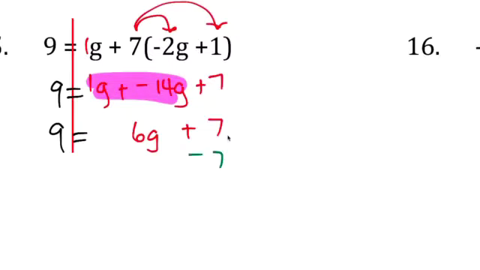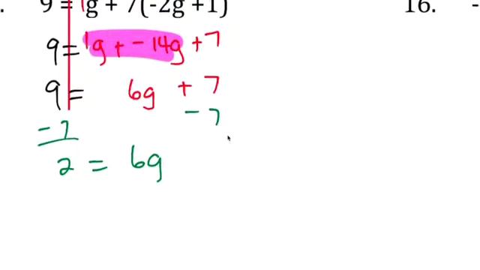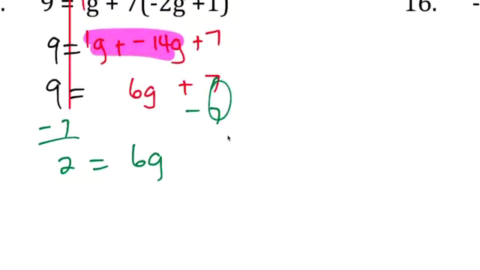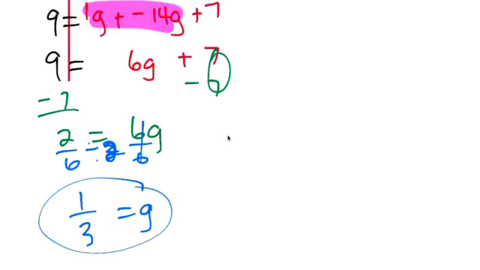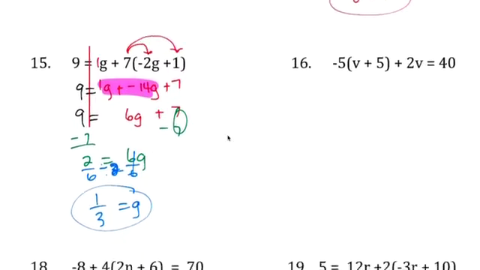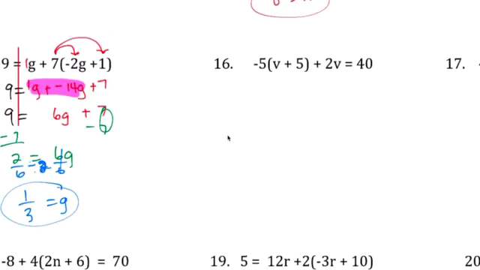Minus 7, minus 7, you get 2 there, equals 6g, right? That's 0. And then you divide by 6 on both sides. 6 does not go into 2, so you just leave that as a fraction and simplify that by 2. You get 1 over 3. That's your answer, because it's just a fraction. You can't divide into it. Okay, number 16, you distribute.